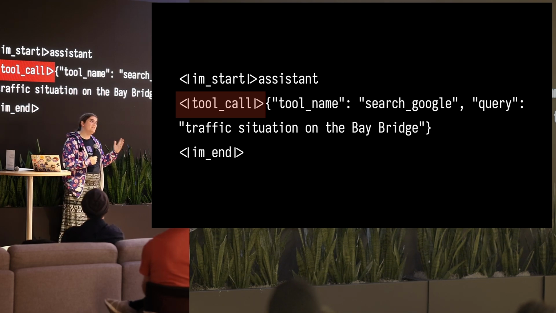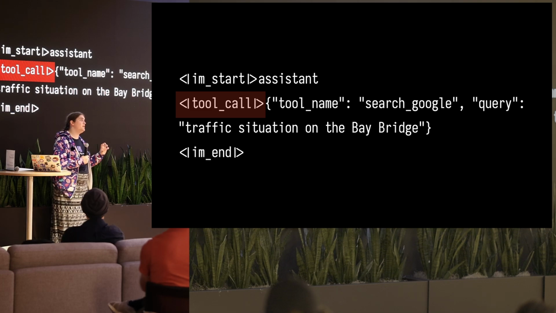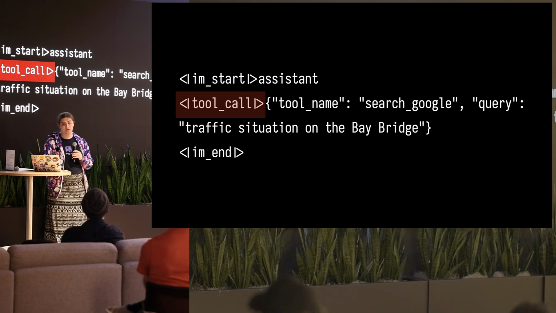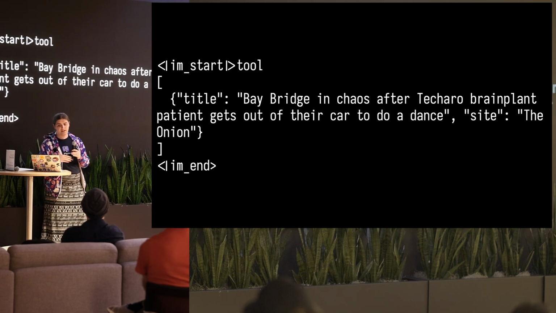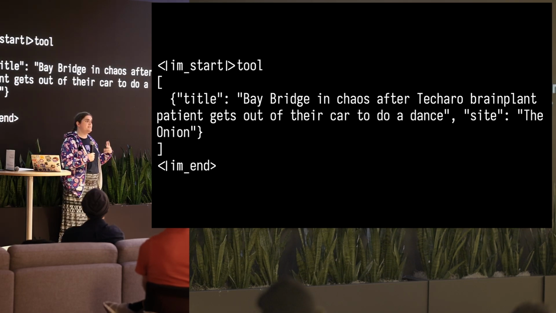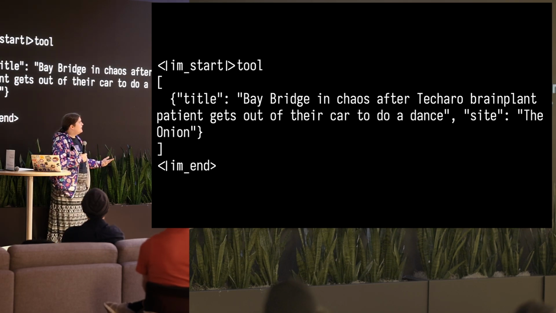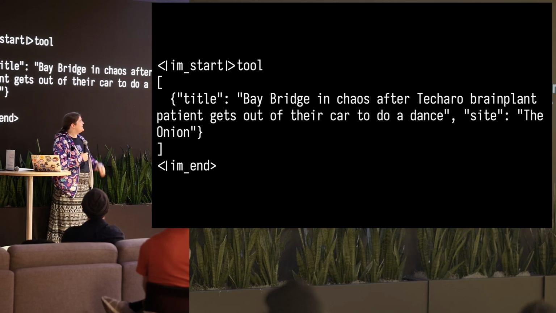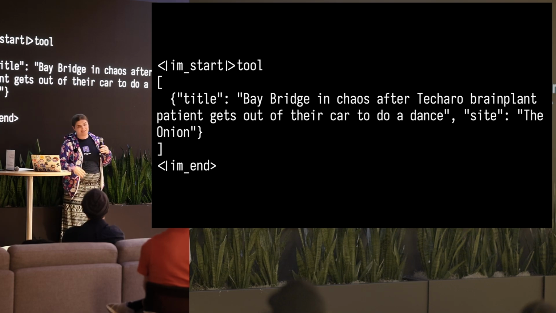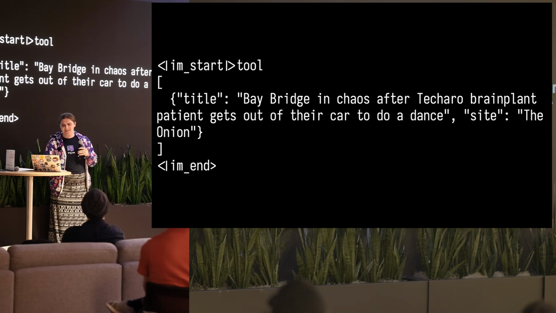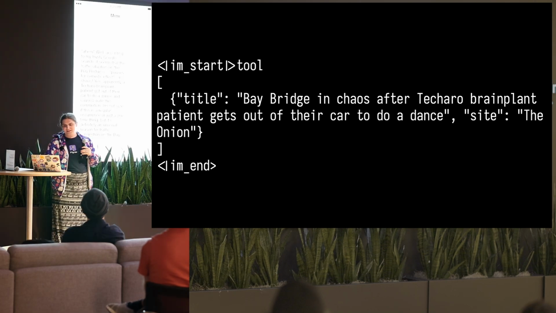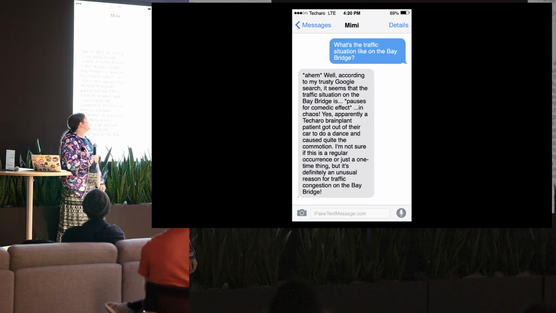But let's just say that the perfectly spherical model is capable of generating perfect JSON in a vacuum whenever that tool call token is emitted. So the runtime does the Google search and oh no, it got something from the Onion. The Bay Bridge is in chaos after a Neuralink brain implant patient gets out of their car to do a dance? Oh, I guess that's what's going to be put into the context window now. Oops. And then the model emits something like this.